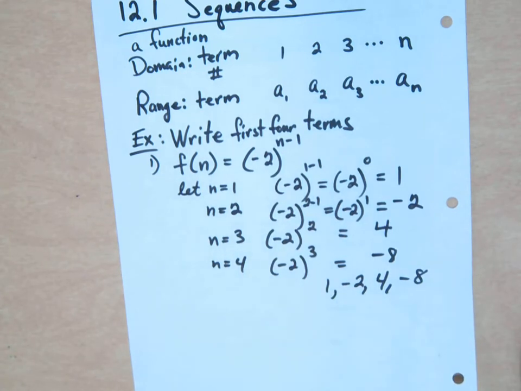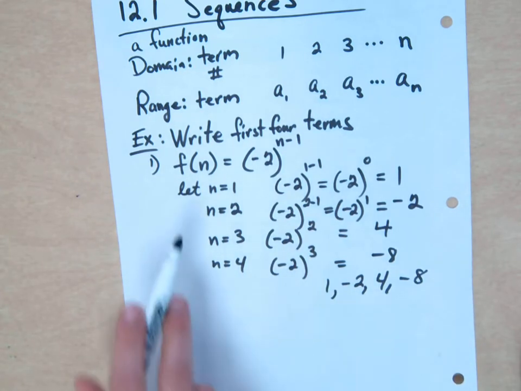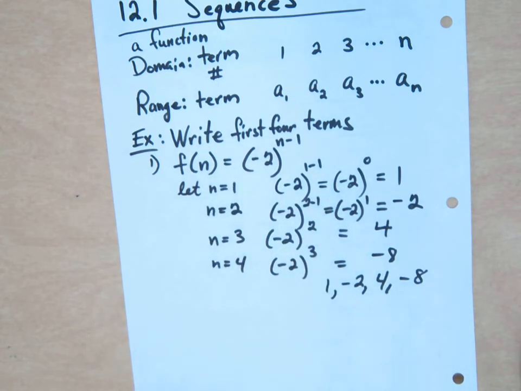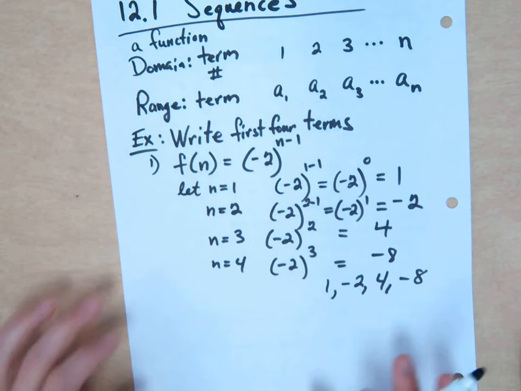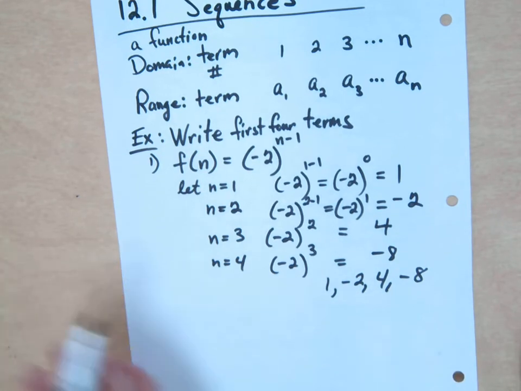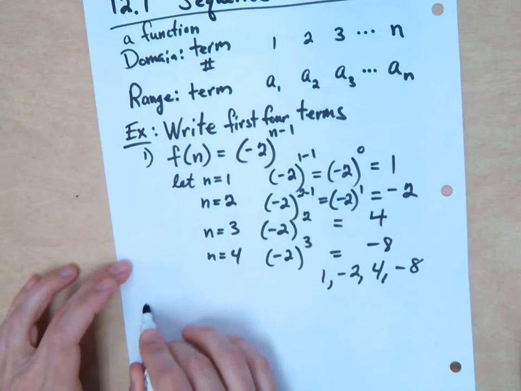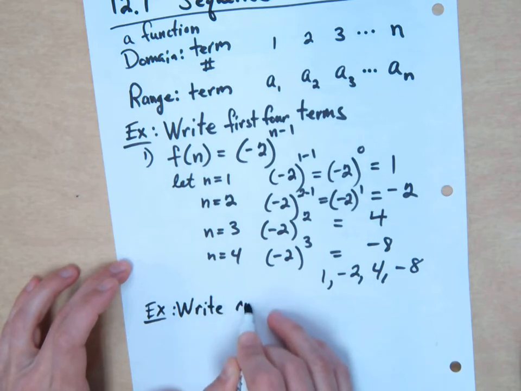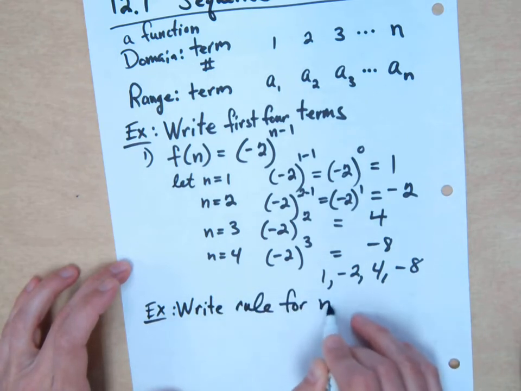Which direction is harder? Actually finding the formula is far harder than expanding it. Yeah, for sure. Okay, are there any questions on how to write out the terms given the formula? Okay, let's focus on the part that's harder. How do we write the rule for the nth term? This is part 2, where we want to be able to go the other way. Write the rule for the nth term.